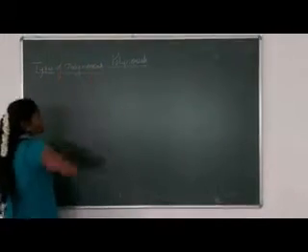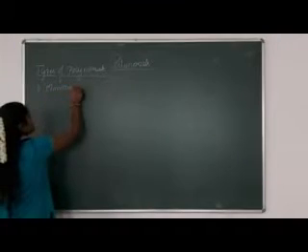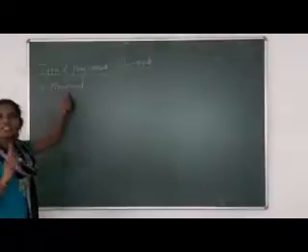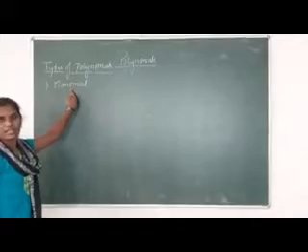I told you what a term is, right? So let me explain the different types of polynomial. The first one is monomial. What is a monomial? The term itself says mono. Mono means one. So a polynomial with only one term is called a monomial.